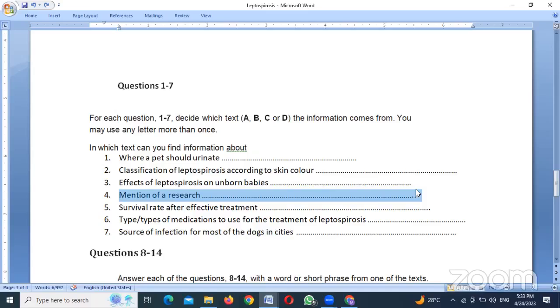Study, sir. Studies. Study. Okay, one is study, other, invention. Invention. Okay, so Dr. Suman, where can you find the answer? In which text is it possible? D, sir. In D. Very good. Let's go.